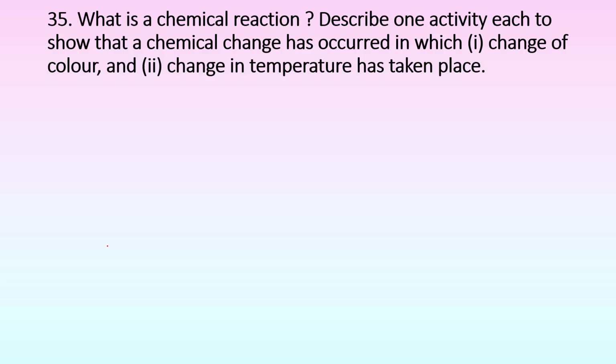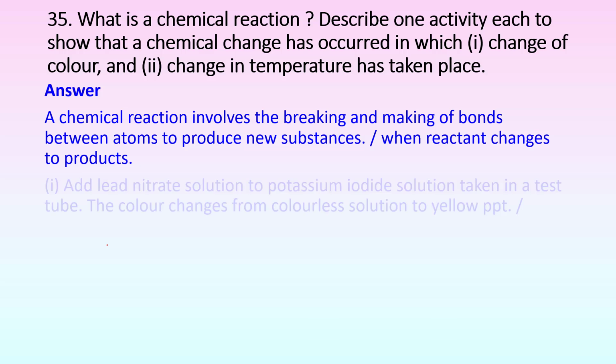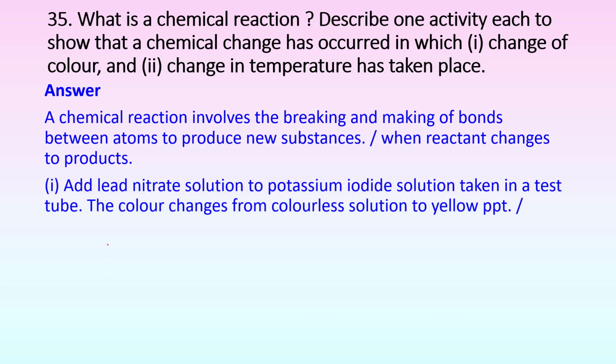Next, question number 35. What is a chemical reaction? Describe one activity to show that a chemical change has occurred, in which change of color and change in temperature has taken place. So the answer is, a chemical reaction involves the breaking and making of bonds between atoms to produce new substances, or when reactants change to products. Add lead nitrate solution to potassium iodide solution taken in a test tube. The color changes from a colorless solution to a yellow precipitate, and the equation is Pb(NO3)2 plus KI gives rise to PbI2 plus KNO3, and here PbI2 is the yellow precipitate.